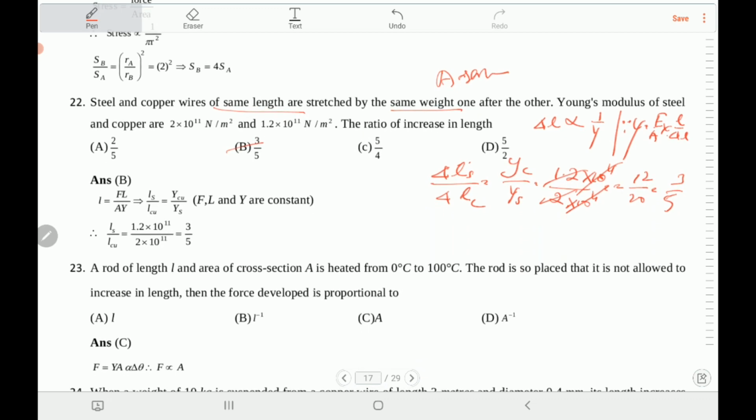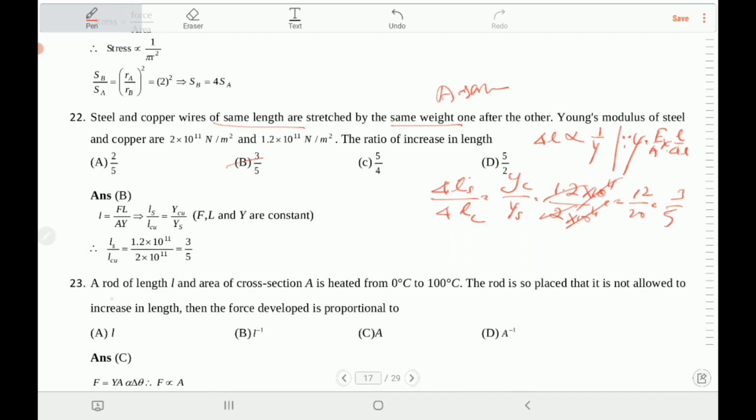Right? You will see now. 23rd. A rod of length L and area of cross section A is heated from 0 to 100 degrees. The rod is so placed that it is not allowed to increase in length, because a rod when heated increases in length.